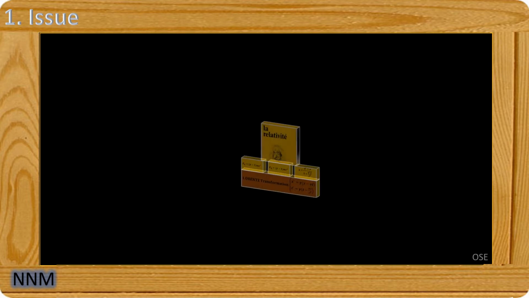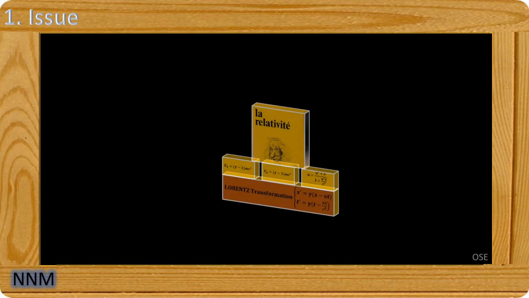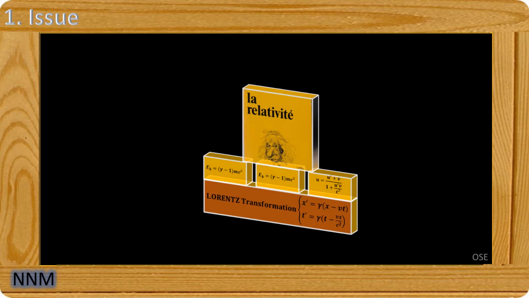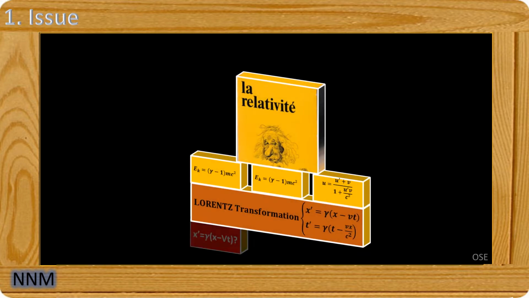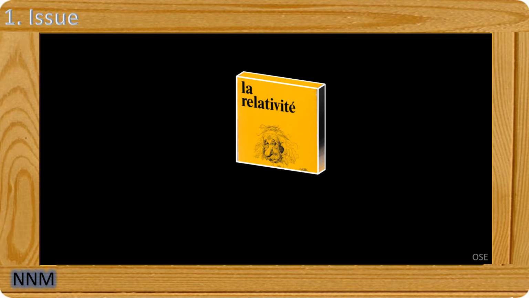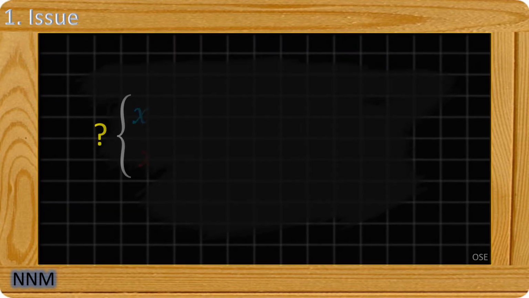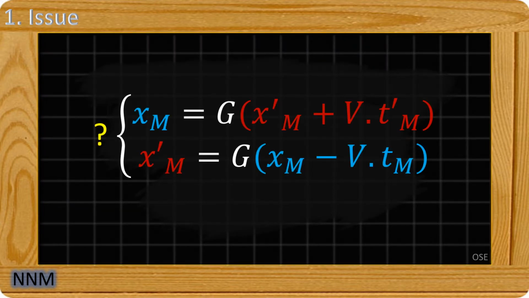What is the issue? Lorentz transformations are the foundation for relativity theory calculations, such as the gamma factor, kinetic energy, and the addition of relativistic velocities. If the derivation of the Lorentz transformation was false, the theory of relativity would collapse. In this second video, we will critically examine the start of the demonstration with the link between x and x prime.